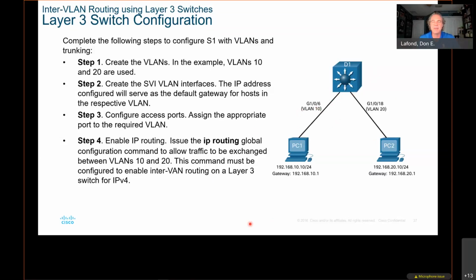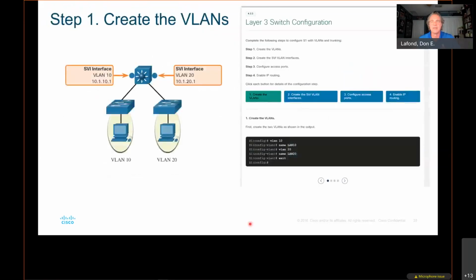Then you enable IP routing. You have to issue the ip routing global configuration command to allow traffic to be exchanged between VLANs 10 and 20. If you don't enable IP routing, then the switch will not act as a smart switch. You have to remember IP routing. Kind of like how we turn on IPv6 routing when we're dealing with IPv6. You're just turning it on. This command must be configured to enable inter-VLAN routing on a layer 3 switch for IPv4.